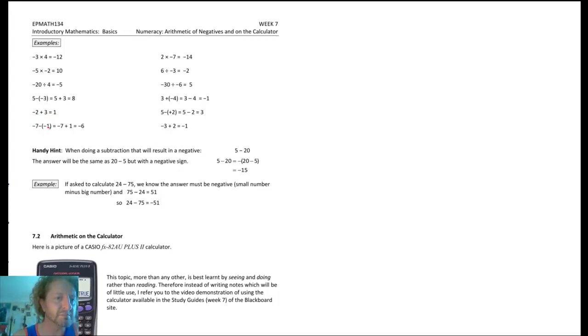A minus 7 minus minus 1 must be minus 7 plus 1. And if I'm at minus 7, as in if I've gone 7 steps back but I move 1 step forward, I'm only at minus 6 now.